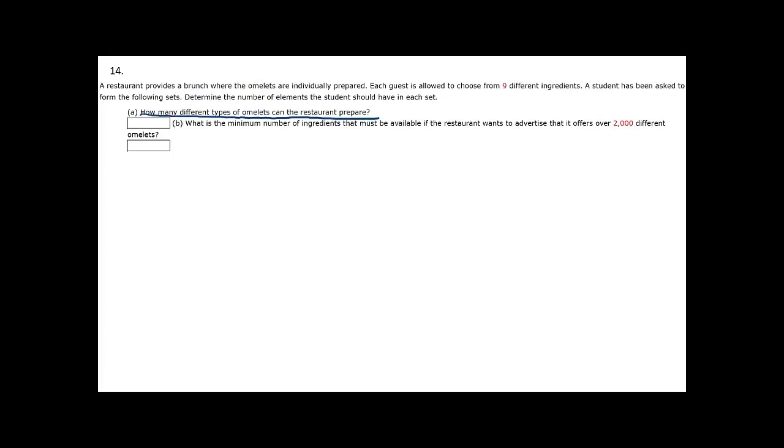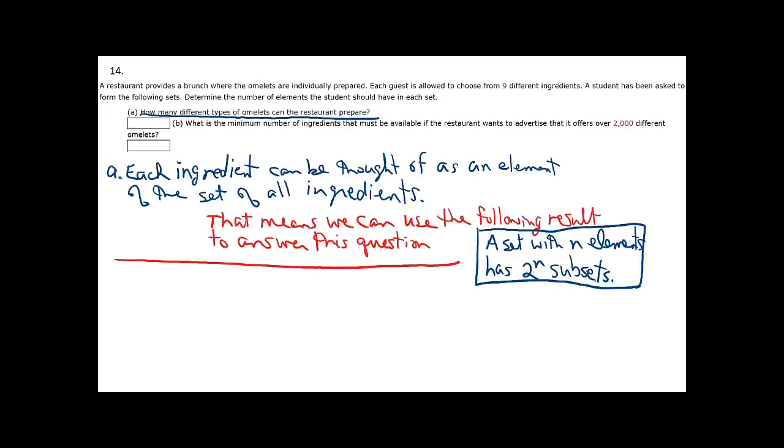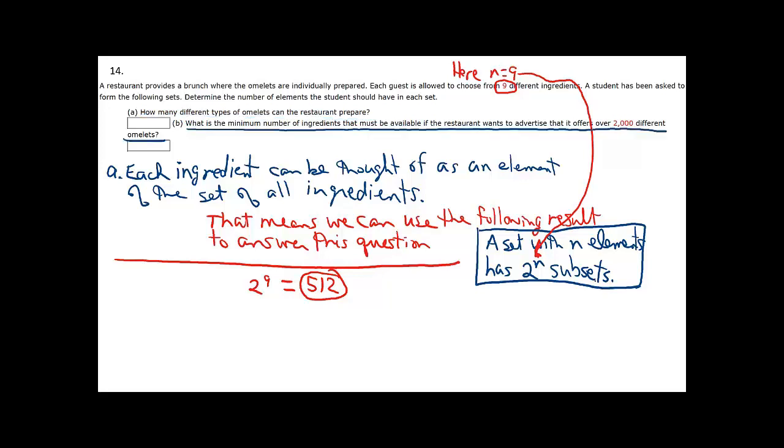If you're looking for the number of types of omelets, you take 2 to the power of how many elements there are. The ingredients are elements, so there are 9 of them. And if you take 2 to the 9th, you get 512. As I said, this is a randomized example, but it came up with exactly the same random numbers from problem 13, so it shouldn't surprise you that the answers will be the same. So the A part, the answer is 512.